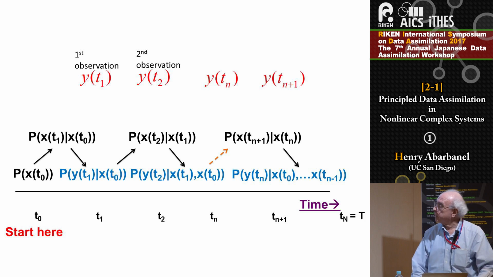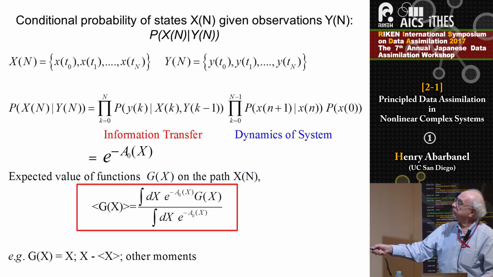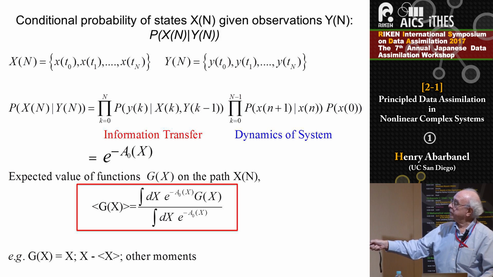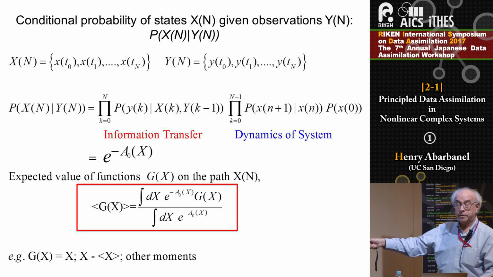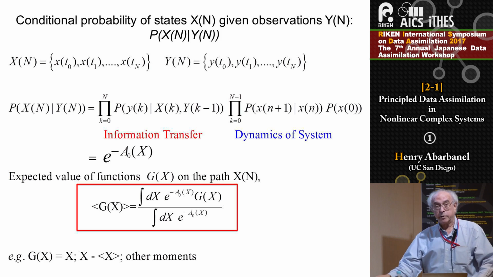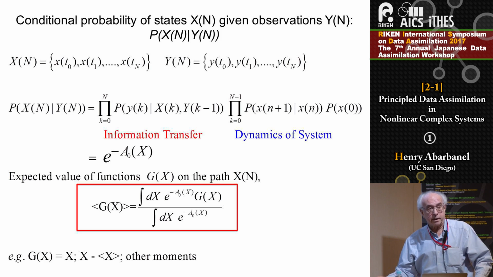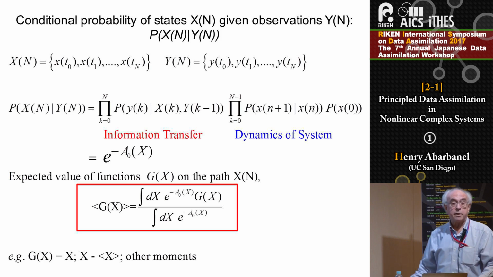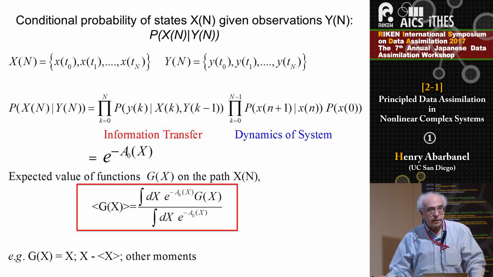And the overall conditional probability for all of those states of the system, which I call X, given all of those measurements, however many they are, is simply this product of information transfer at the measurements and the dynamics of the system. I write that as e to the minus A0(X). A0 is the log probability of the conditional probability distribution.